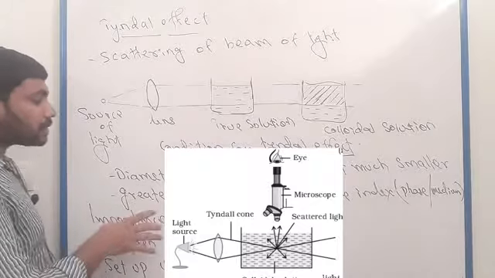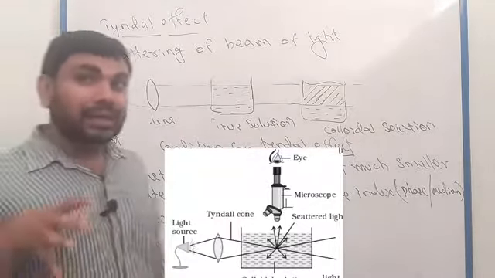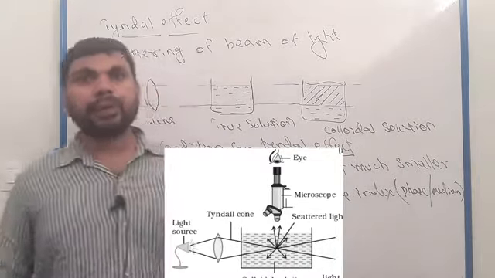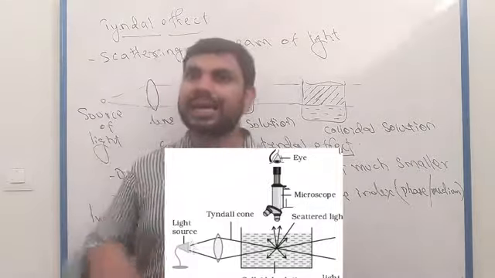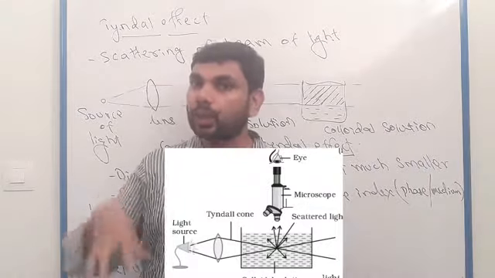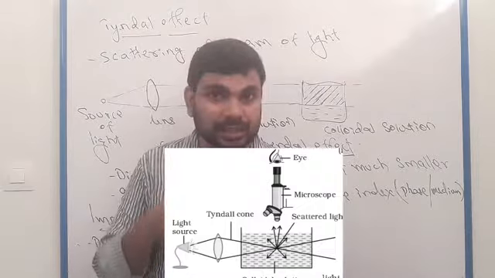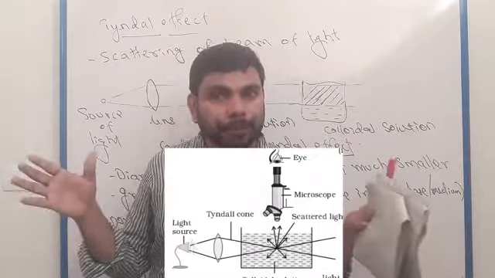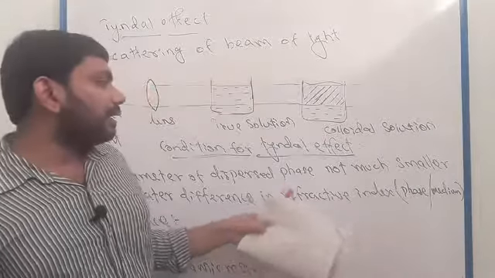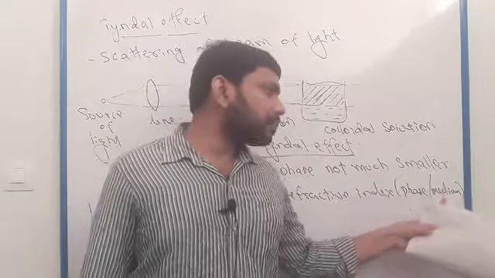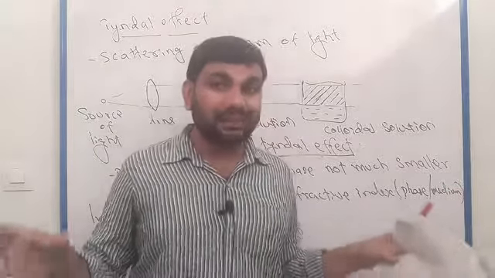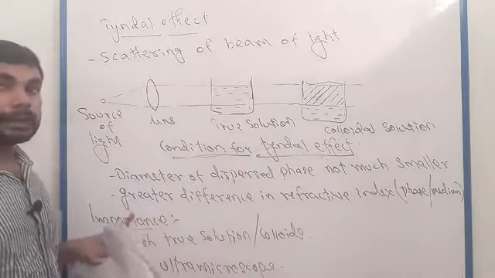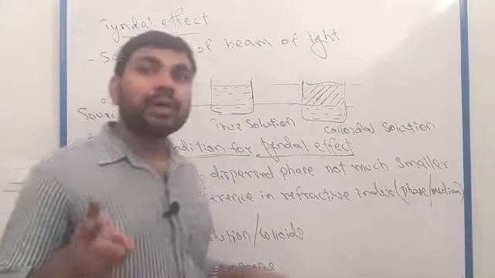Second condition: there must be a greater difference in refractive index of the dispersed phase and dispersed medium. We already discussed dispersed phase and dispersed medium. In a colloidal solution there is a dispersed phase and a dispersed medium, and their refractive indices should be much different. Then only the Tyndall effect happens. So these are the two conditions for the Tyndall effect.